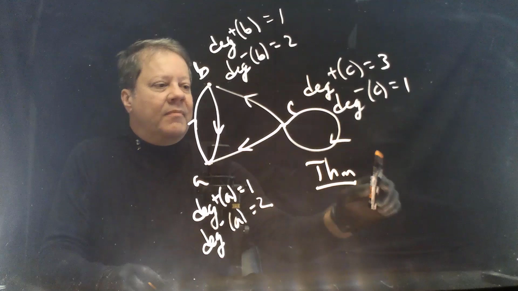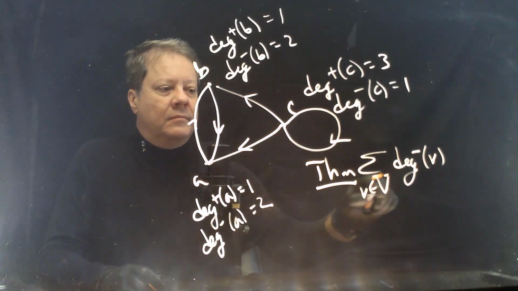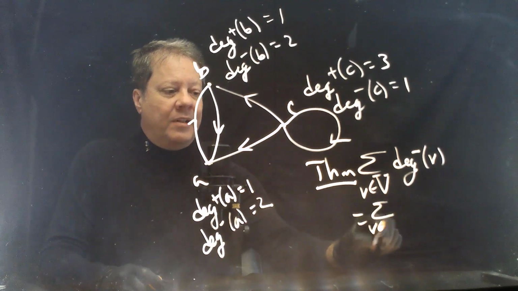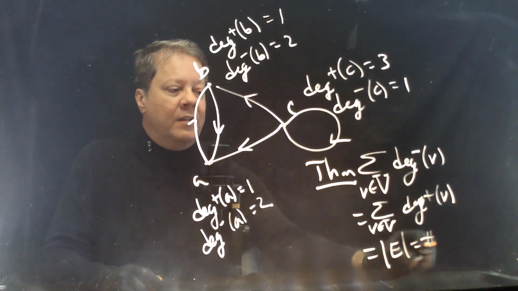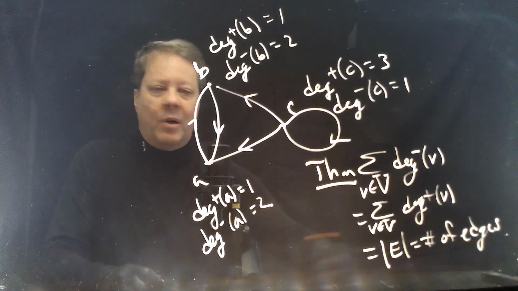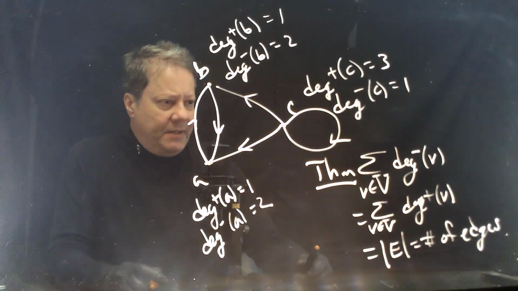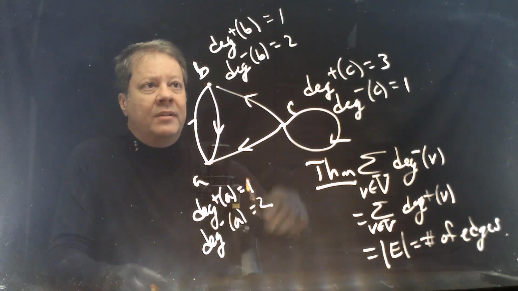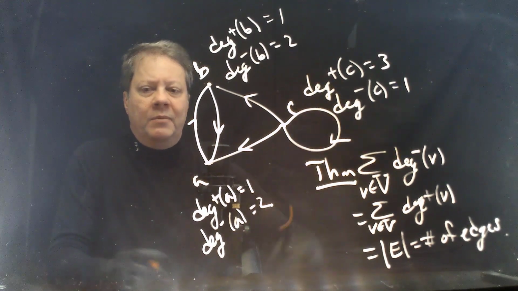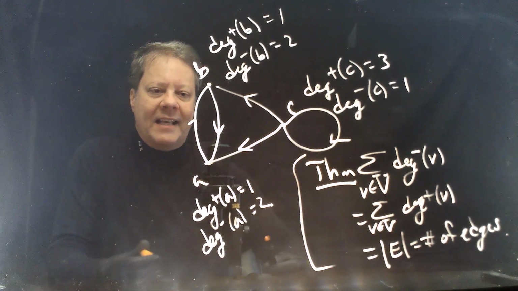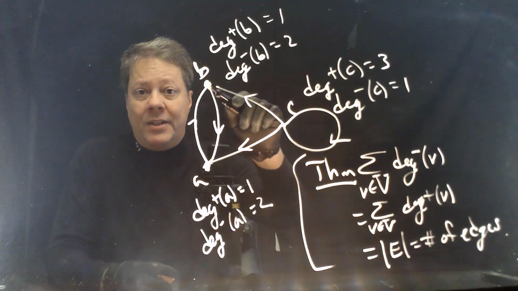There's a theorem about this. If you add up all of the out degrees, you'll get the same thing as if you add up all of the in degrees, and that will be equal to the number of edges, which we denote by bars around the set E, the order of the set containing the edges. Let's see if that's true here. The out degrees: 1 plus 1 plus 3 is 5. The in degrees: 2 plus 2 plus 1 is 5. This has to be the case because each edge is connected to 2 vertices. It has 1 in vertex and 1 out vertex for each edge.